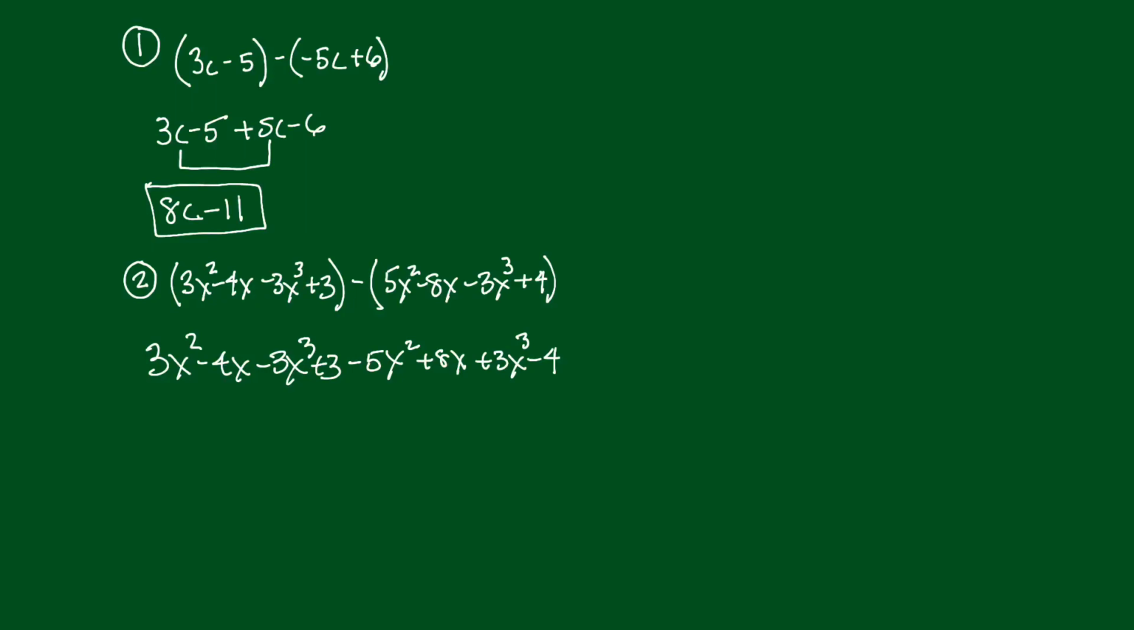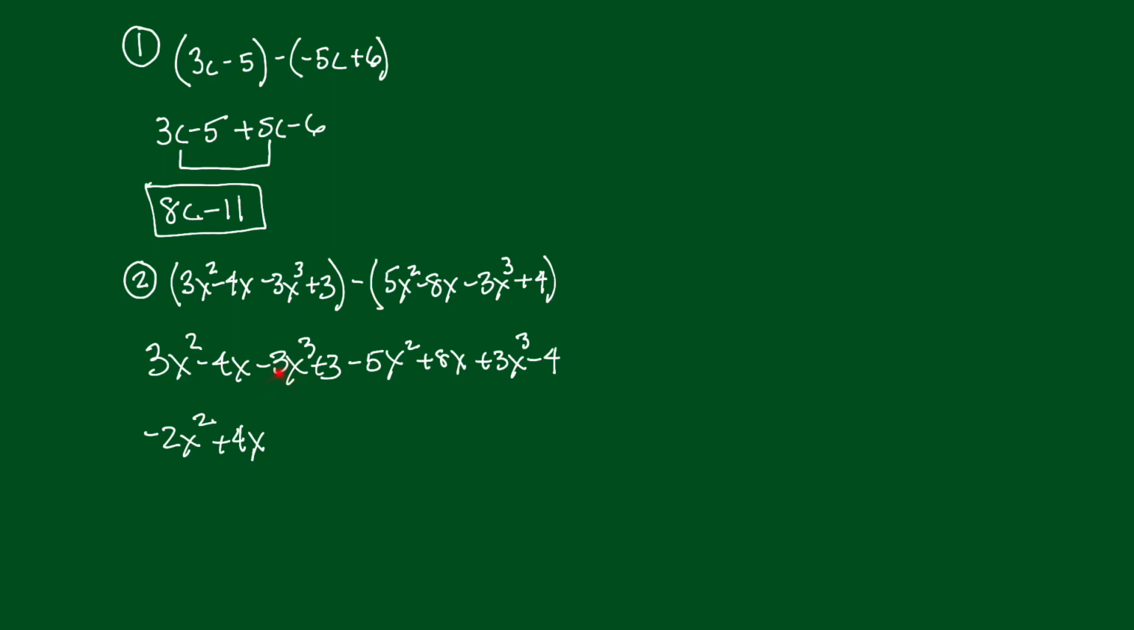Let's count common terms here, so like terms. So what about these x squareds? X squareds, I've got 3 of them, and then over here, we lose 5, right? So now I'm at negative 2x squared, and then x's, I'm down 4, and then I get 8. So down 4, I get 8, negative 4 plus 8 is plus 4x, and then x cubes.